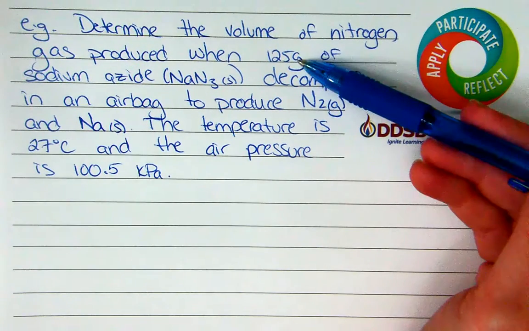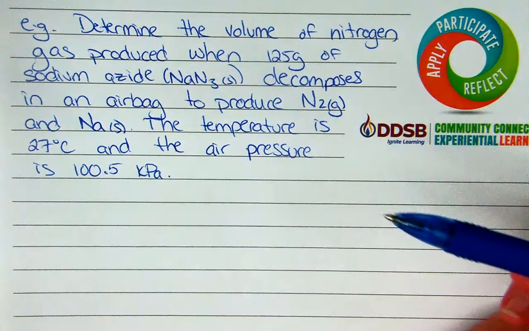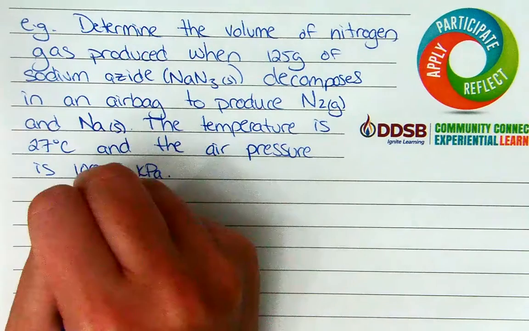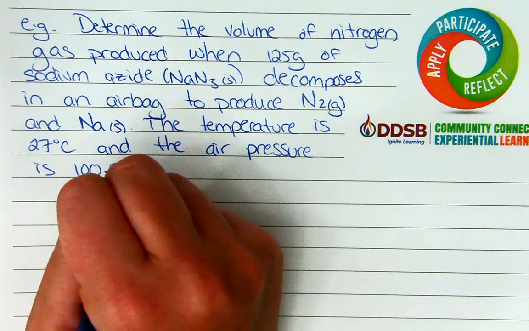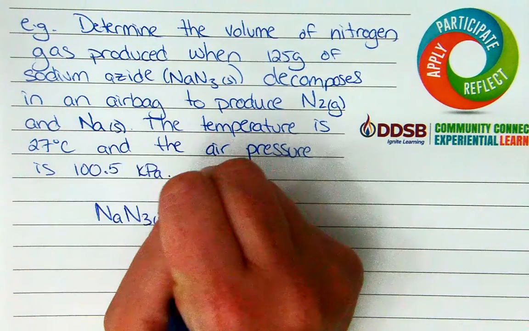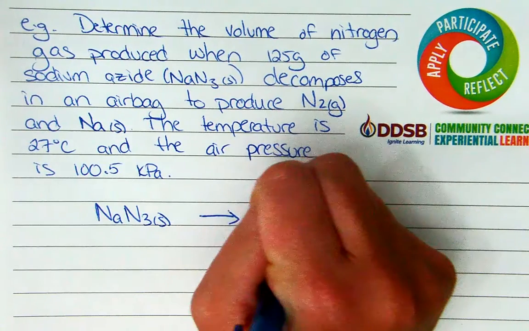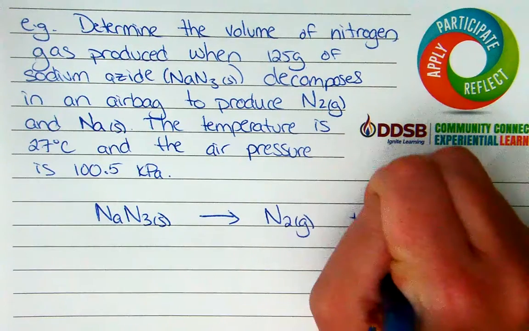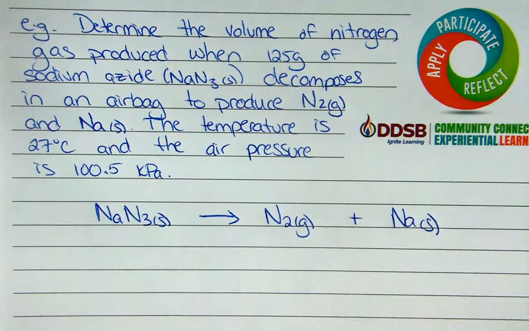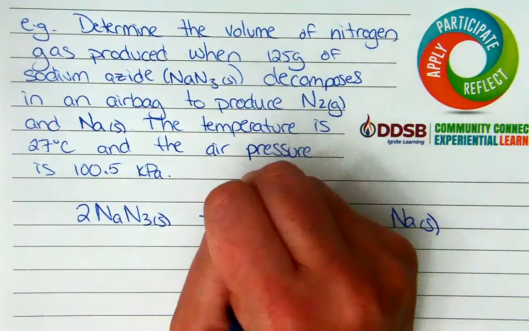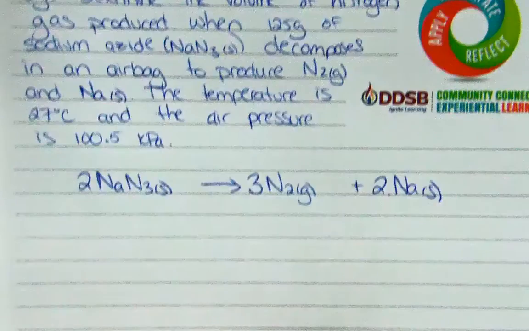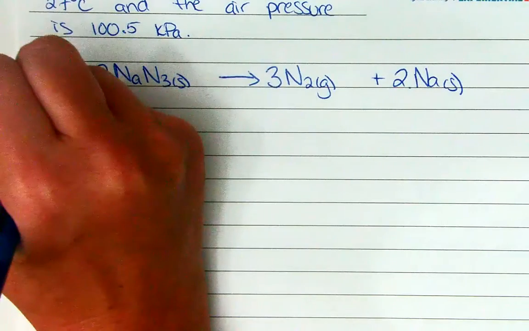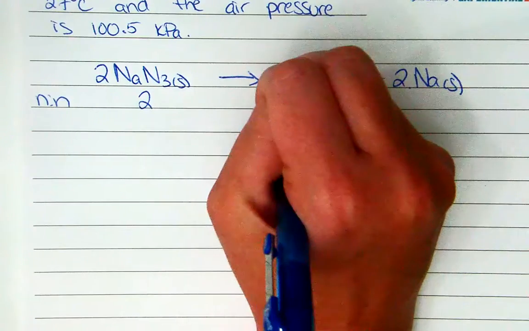Volume of a gas, well, we need to know the amount or the moles of the gas first. To do that, we start with a balanced chemical equation. Like so. Let's write our mole to mole ratio.